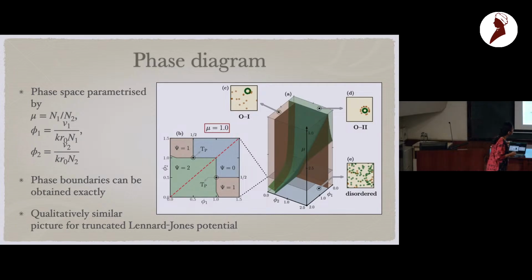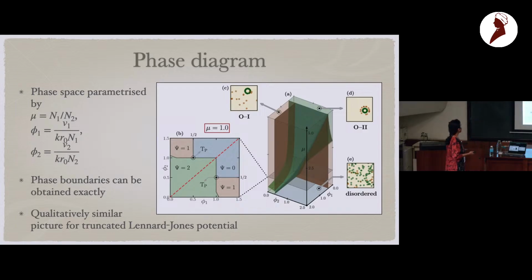Not straight lines at all. Here these straight lines are only for mu equal to 1, because we have n1 equal to n2. But along the mu direction, this is very non-trivial. So this is one line here, which is not a straight line. And this little line here, we know the phase boundary, but we don't know the order parameter there exactly.